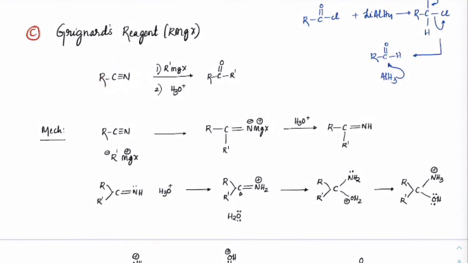Again, cyanides with Grignard's reagent will also give alcohols. This we have studied recently. How the mechanism happens: this R minus will attack, nitrogen will get the lone pair. So we will get this iminium salt form. This is the iminium salt, right? Then hydrolysis is happening, which means this lone pair will take away H plus. We would get this C double bond N, complete imine is formed here, right?